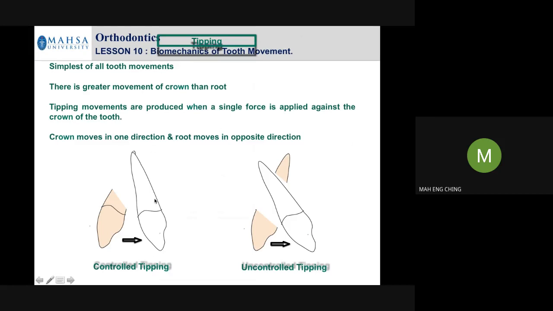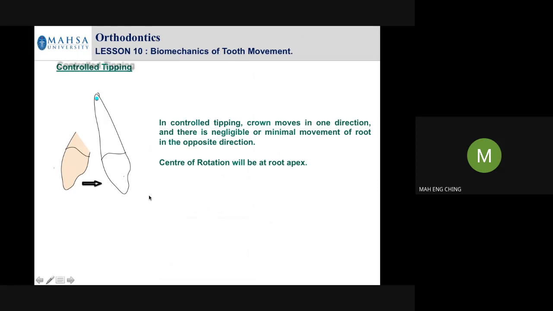So you can see from these pictures, that's what we call controlled tipping. The crown tips backward, and the center of rotation is around the tip of the tooth root. Uncontrolled tipping means the root will move forward rather than staying in the same place. Controlled tipping means the crown moves in one direction, with negligible or minimal movement of the root in the opposite direction. So the center of rotation will be at the root apex.